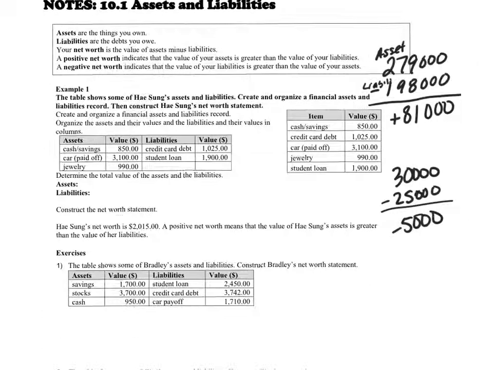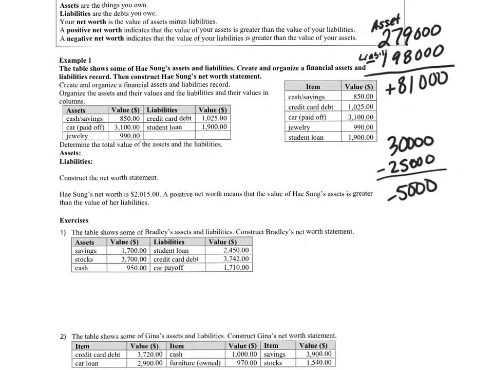Yes? All right. Does that make sense to you? Yes. Okay. So the table shows some of Hawsong's assets and liabilities. Create and organize a financial asset and liabilities record, then construct Hawsong's net worth statement. Okay, so all we're going to do, you don't have to write on your paper, we're going to do it up here. Okay, so let's decide what's an asset. So cash, is that an asset? Yes. It's a plus, right? So I'm going to say that's an asset. Car paid off. Yes. Jewelry. Yes. Liabilities are student loans. Okay. Credit card debt. Those are all liabilities.